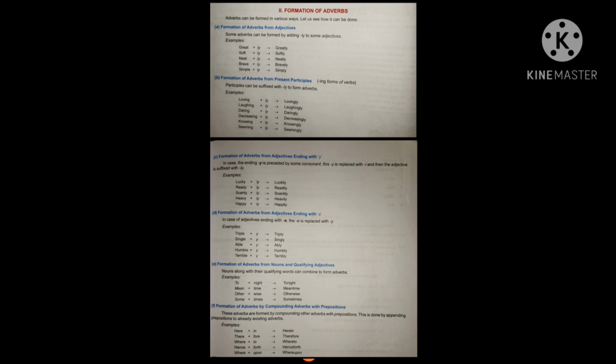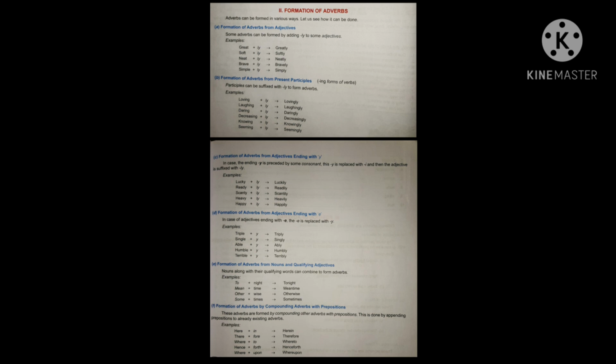Next one is the formation of adverbs from adjectives ending with e. What will happen if it is ending with e? In case of adjectives ending with e, the e is replaced with y. E will change into y, like single, singly, able, ably, humble, humbly. E will change into y. Fine.